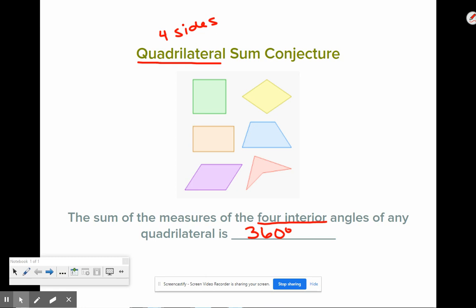Okay, so if we have a square, obviously 90, 90, 90, 90 would add up to 360 degrees. So all 4 of the angles, if I add them all together, they will be 360.